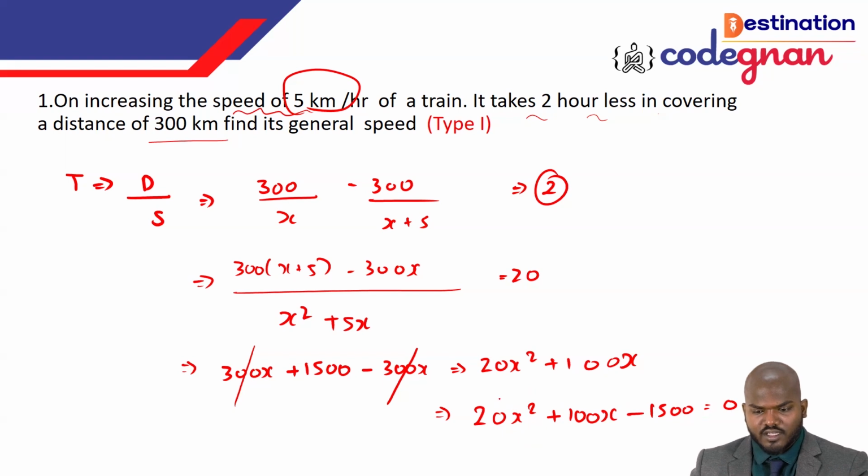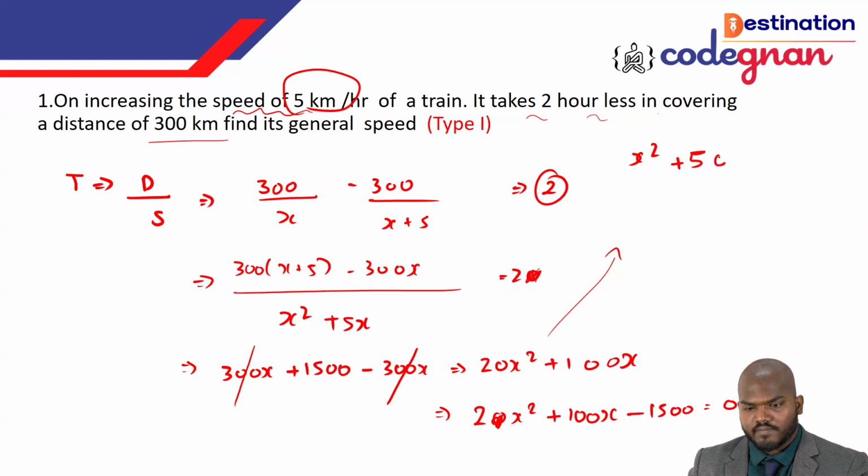So let's remove the value, guys. First of all, you see this one, we have the value of 20. It's not a 20, it's a 2. Yes, it's 2x square. If you divide everything by 2, the equation will become x square plus 5x minus 750. What will we get here?